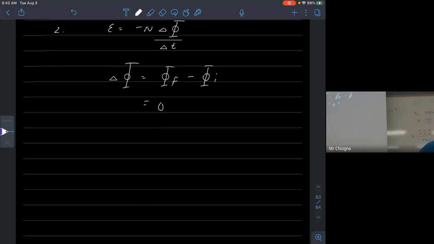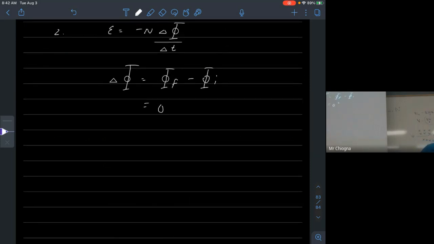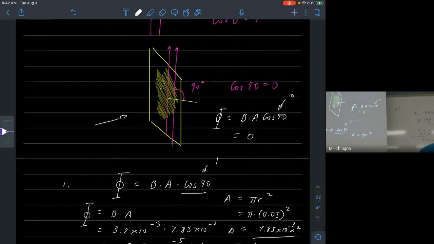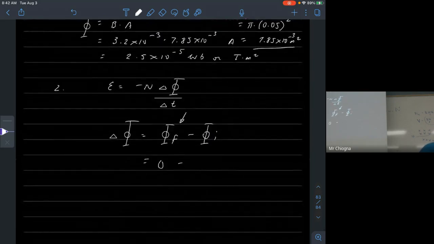Okay, so the final flux is 0. We're told in the final case, you look at what it says, the coil is parallel to the field, so it's like this in the final case. So the flux is 0 at that point. 0 minus B times A. The cos in this case initially is 1.